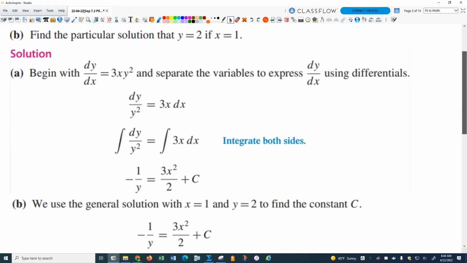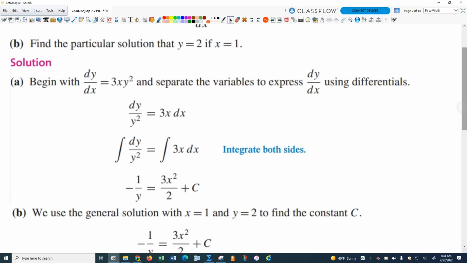Okay, so first thing we would do is multiply both sides by dx, and divide by y squared. So I push the y's to the left side, the x's to the right side. And now look, now I can just integrate both sides, and these are two pretty easy integrals, right? Here I've just got the integral of y to the negative 2 dy, and then 3x dx, and those are a piece of cake. You guys can do those, right?